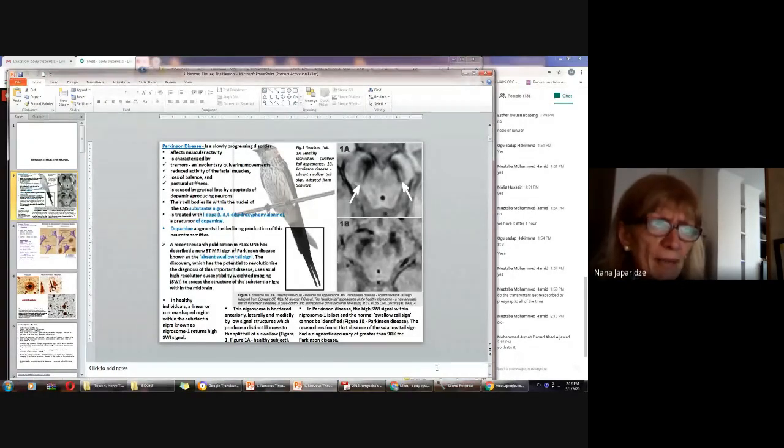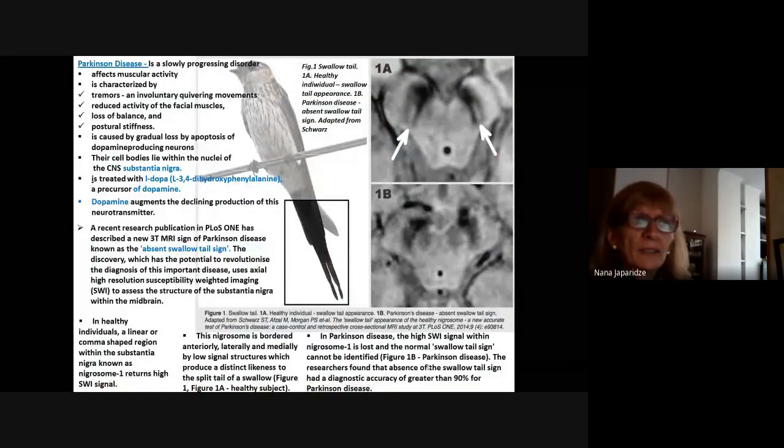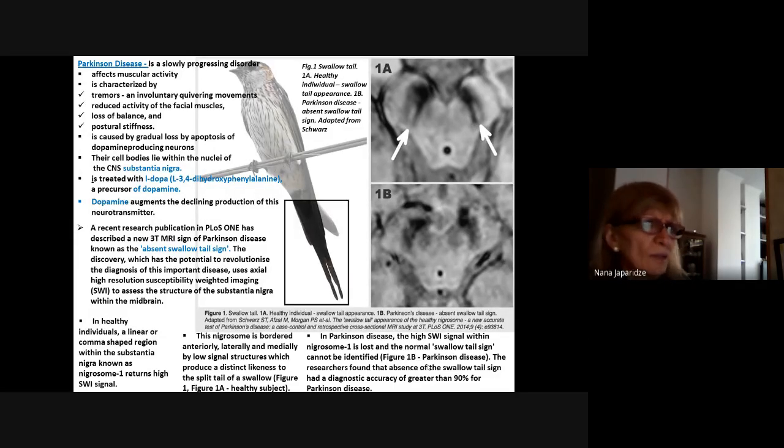Hopefully, you know about Parkinson disease. Yes. So Parkinson disease, look, is characterized by tremor, reduced activity of facial muscles, loss of balance, and also stiffness of posture. So the cell bodies which lie within the substantia nigra, look here, step by step they undergo degeneration.